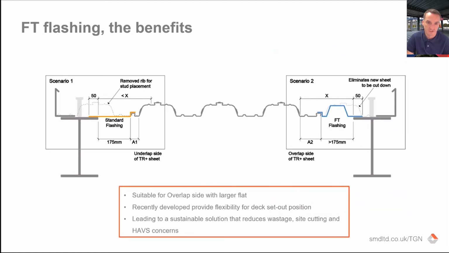And in addition to that, this is just to try and show what we mean, but with only one sheet in the middle, you can shuffle the sheets around to look at what you can do on either side of the decks. It's something we use internally when we're setting out decks to maximize coverage of the deck and minimize wastage in material and minimize working at height, site cutting, and all the HAVs concerns that go with that.